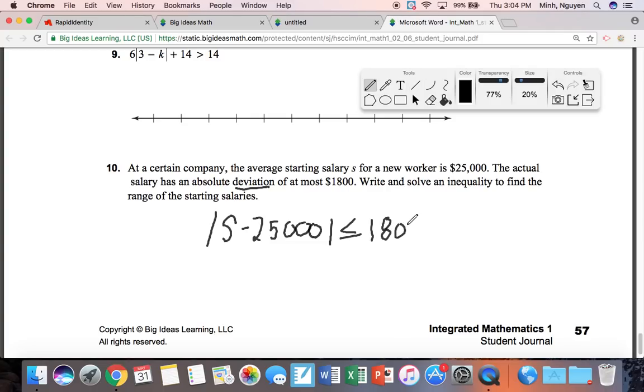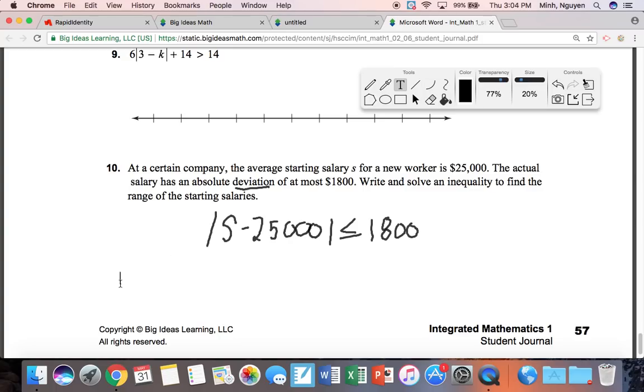So if you look at this, if I have 26,800, that still falls in the range. But I can't just be 1,800 ahead of 25,000. I could also be 1,800 below 25,000, which is 23,200.